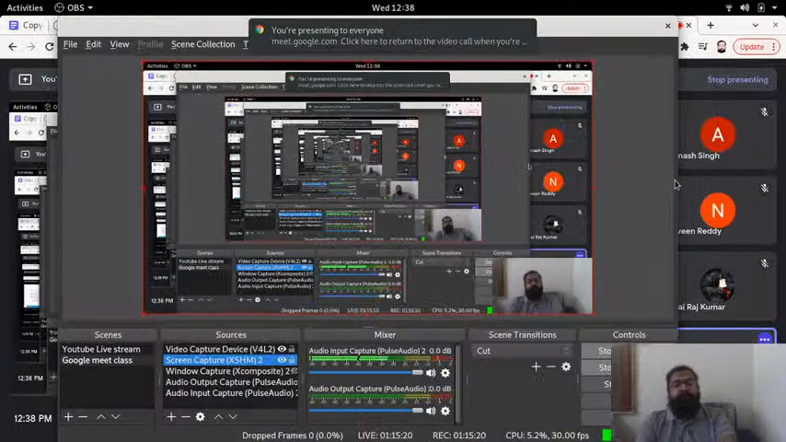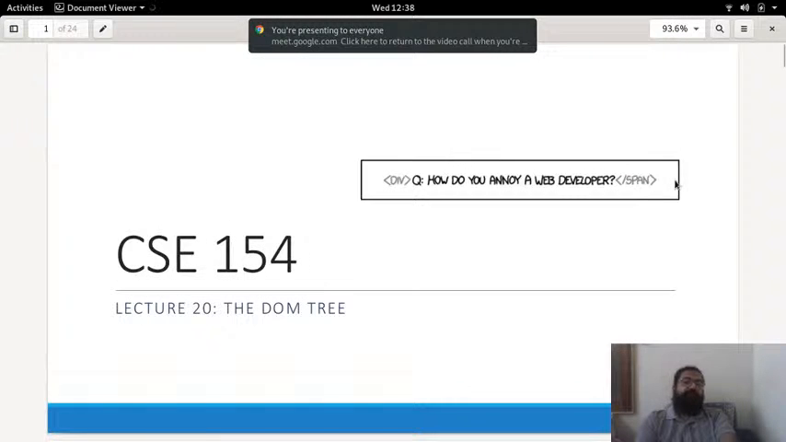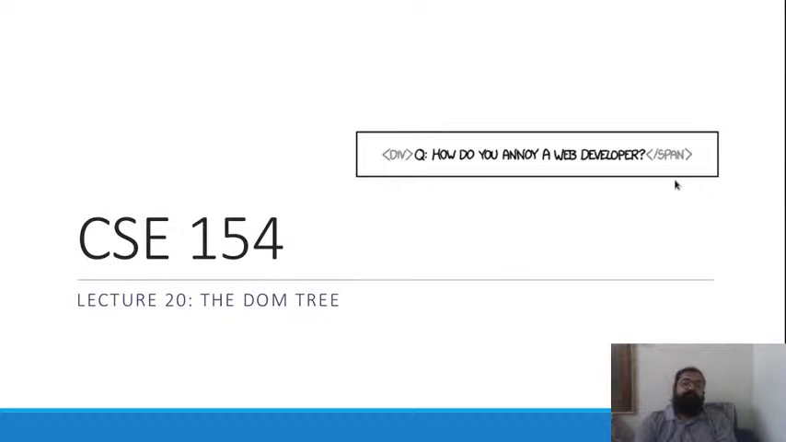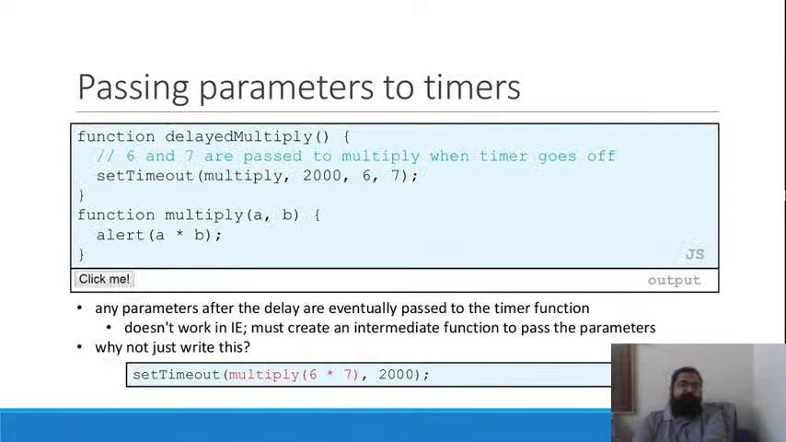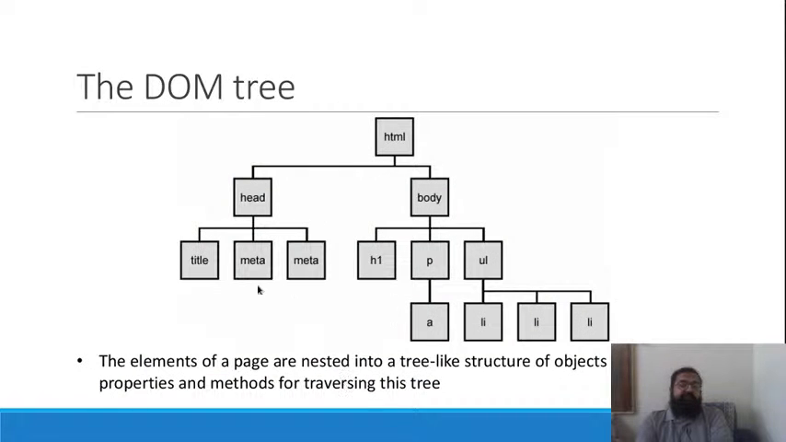Slide 2, and then we have slide 3. Okay, so we were looking at setting the timer and why we cannot use this kind of styling like multiply 6 into 7, because that will call the function, right? It cannot be multiply 6 into 7, it has to be multiply 6 comma 7. Okay, that itself was a mistake. That will actually call the function immediately, and this is how the DOM tree will generally look, right?